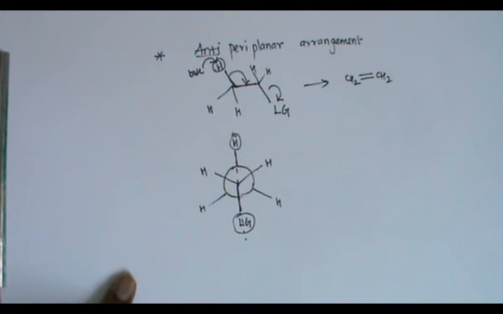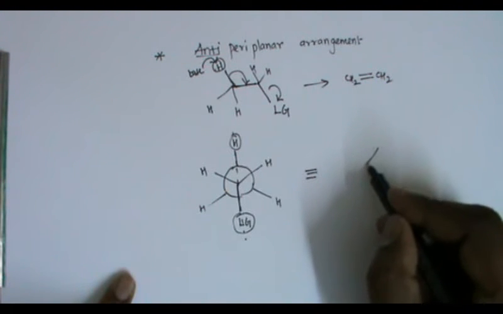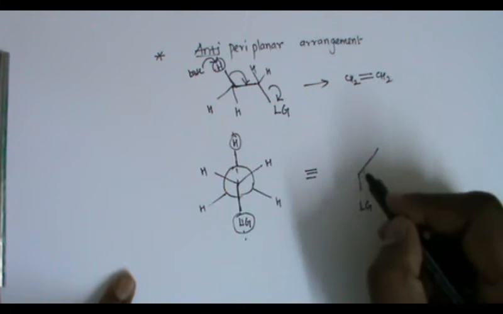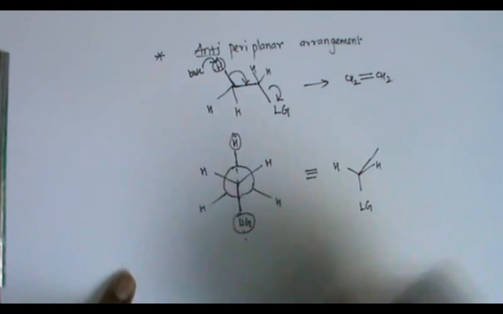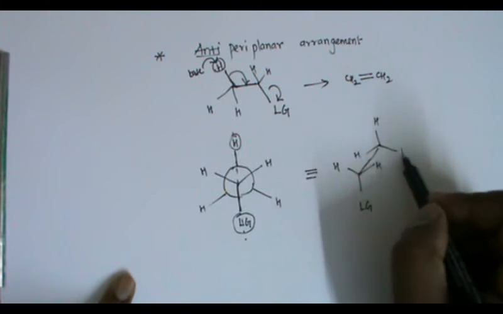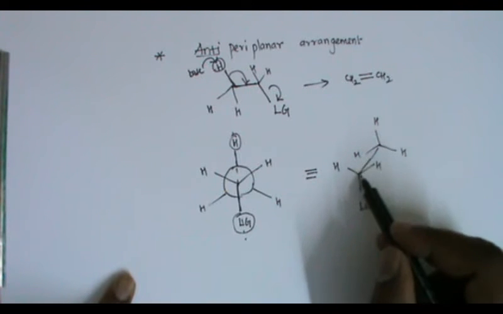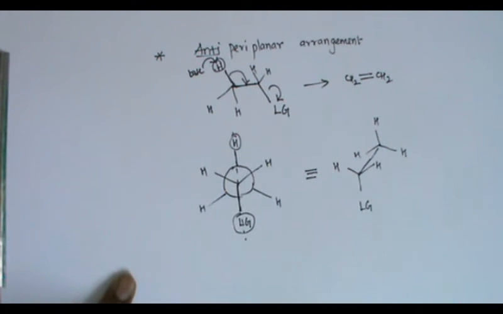So that arrangement is required. The molecule should be able to rotate to attain this anti-coplanar arrangement. Then only the reaction will take place. Then only the elimination will take place. The same thing I can write in Sawhorse also. So this is the front carbon and this is the rear carbon. So you can see hydrogen and leaving group, they are in the same plane and they are trans.